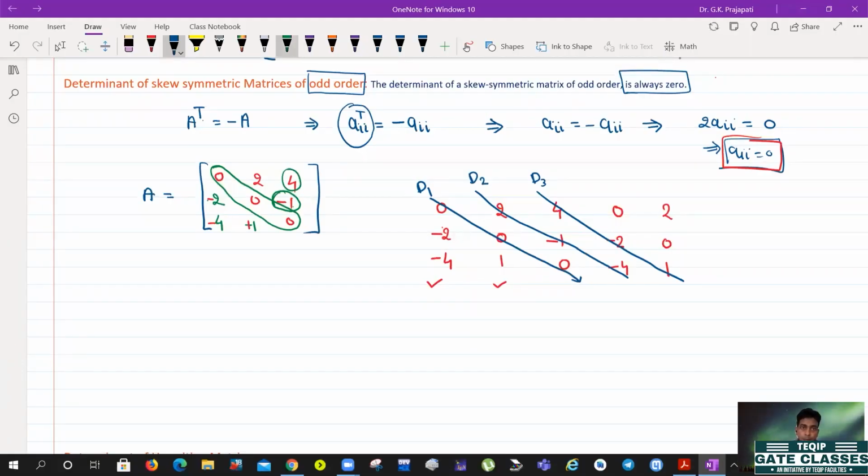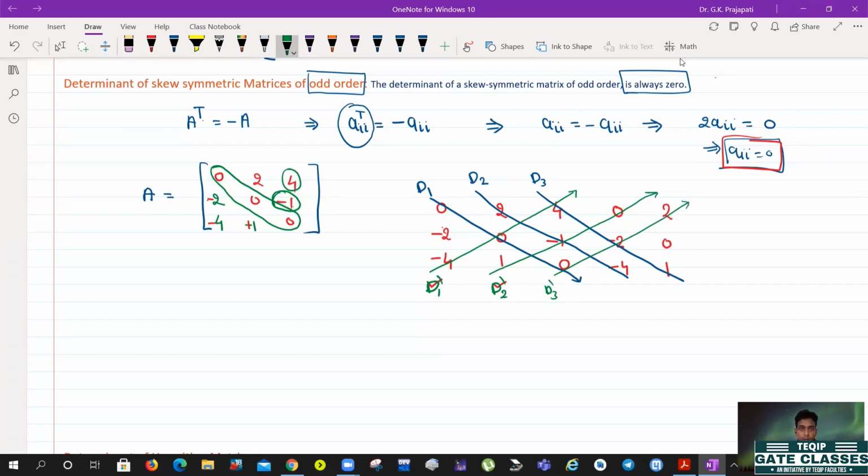And now again we make a diagonal from the left bottom side, that is from -4 to 0 to 4, and we call it D1 prime. The second diagonal we make from 1, -1 and 0, and this is D2 prime, and this is D3 prime.